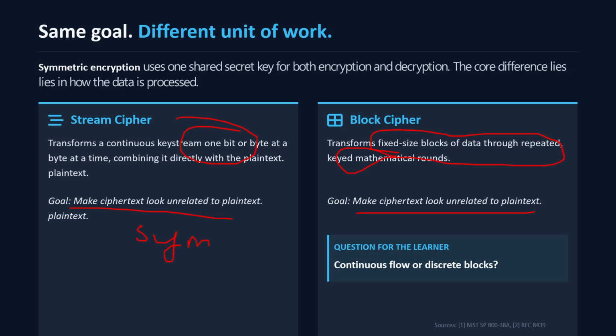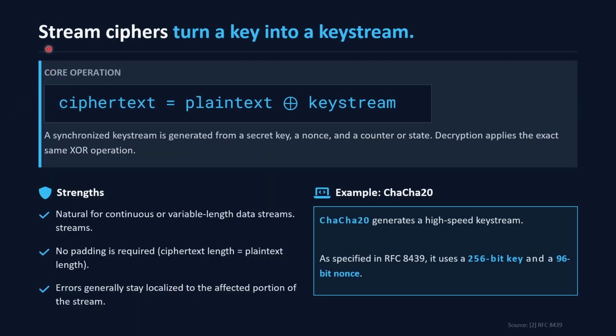So the question is whether it is a continuous flow or discrete blocks. We will see in the coming video what it is about. So what is a stream cipher?